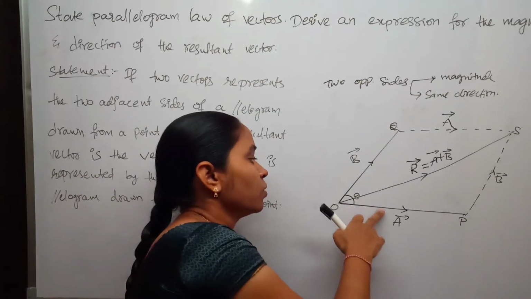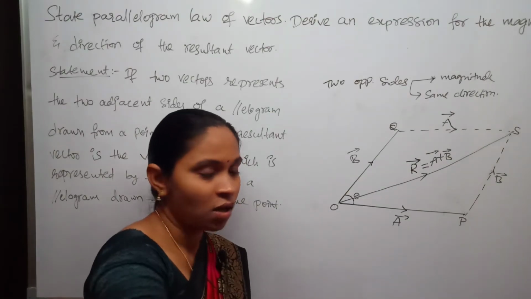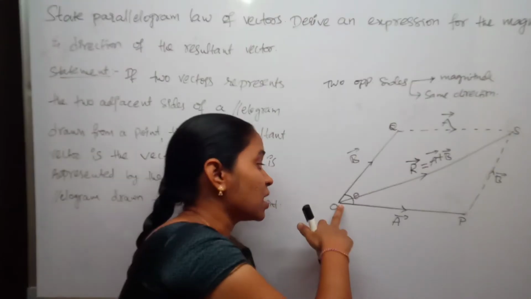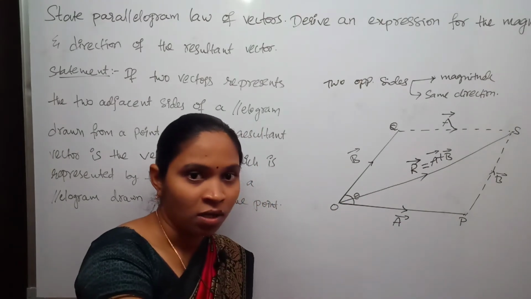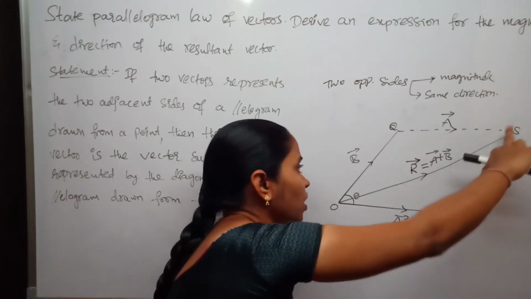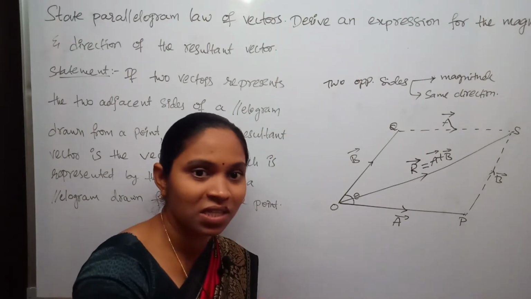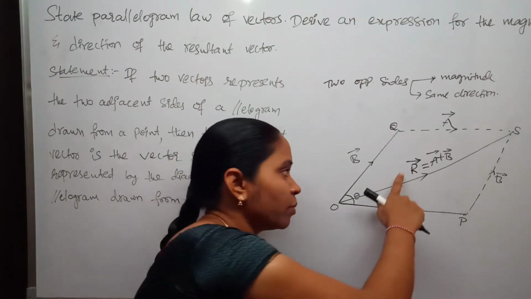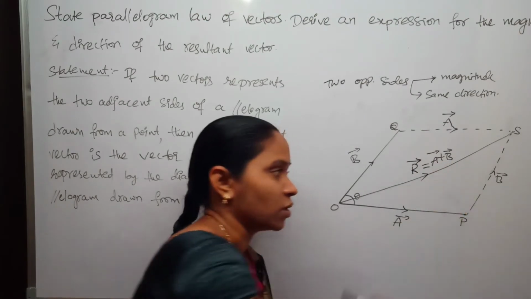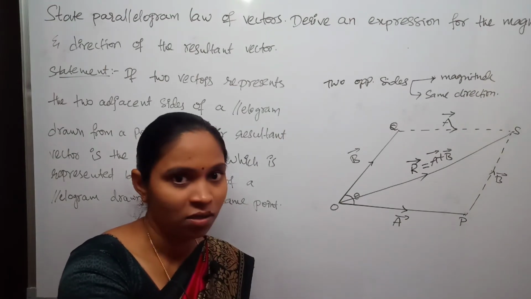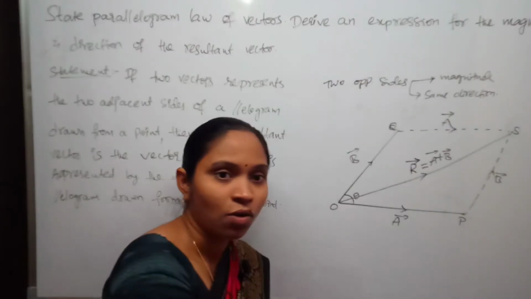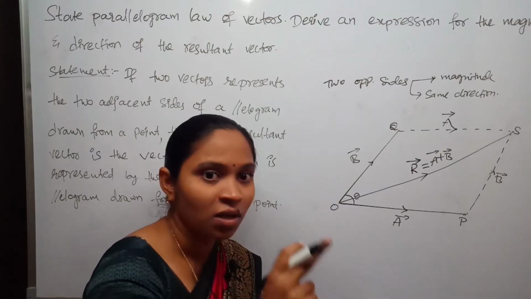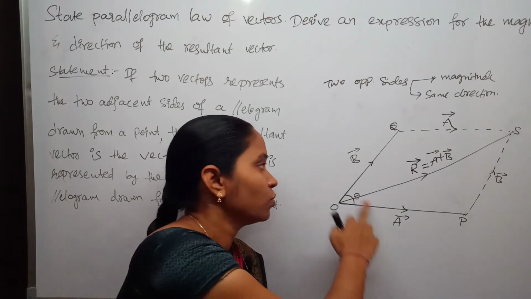If the two vectors are the adjacent sides of a parallelogram which are starting from a single point, then the diagonal of this parallelogram represents the resultant of the two vectors, and this will be equal to the vector sum of these two vectors. Okay, we will derive the magnitude of the resultant of the vectors as well as the direction of the resultant of the two vectors.